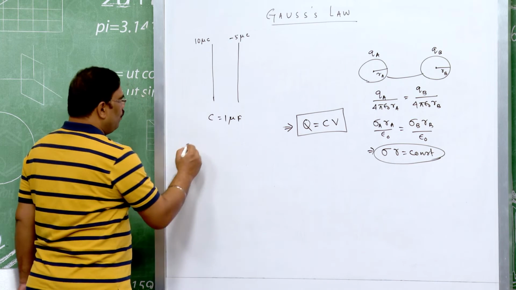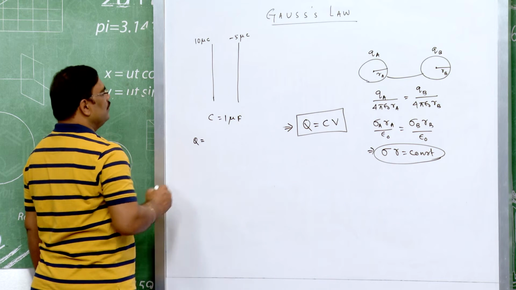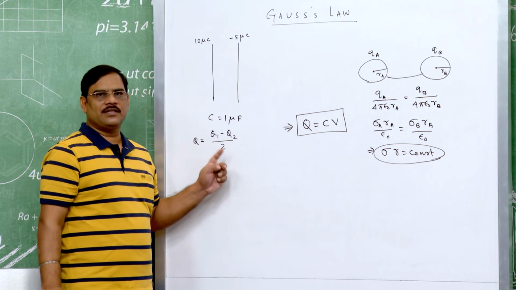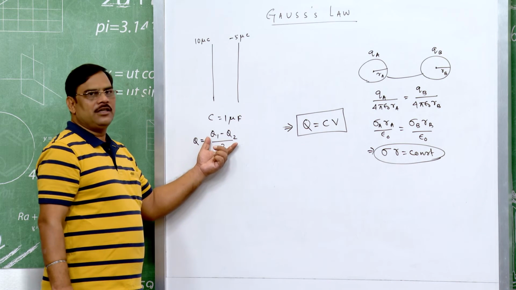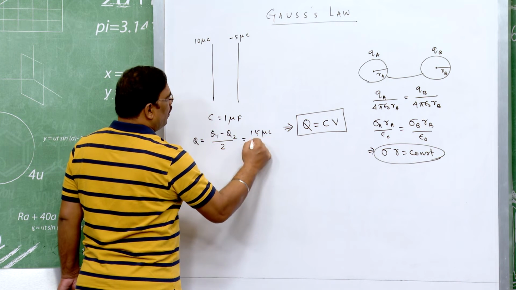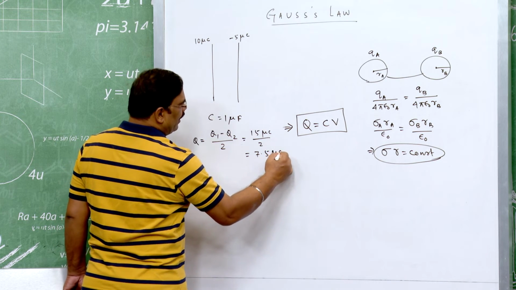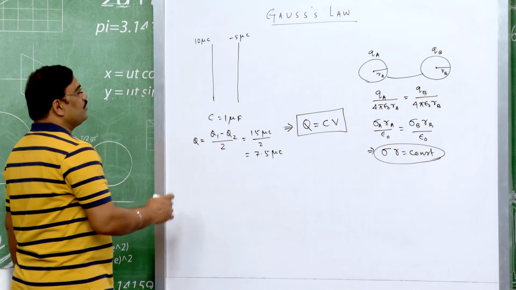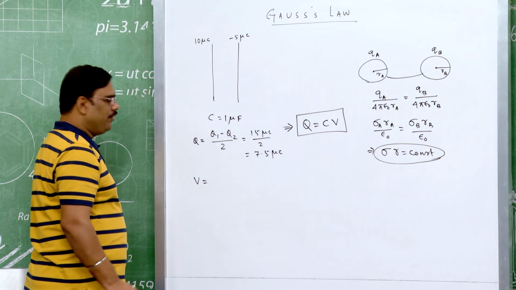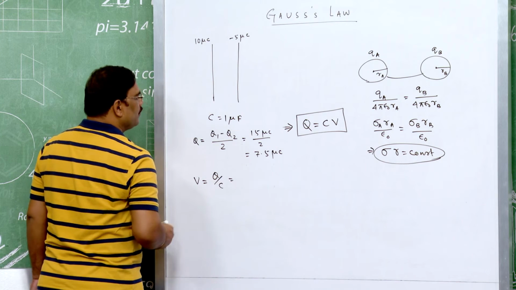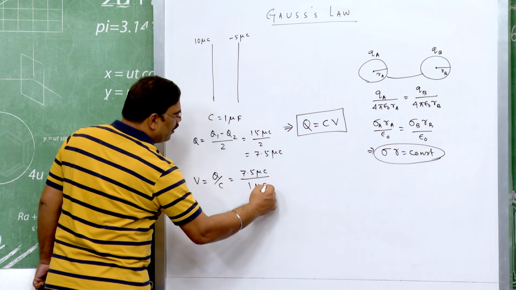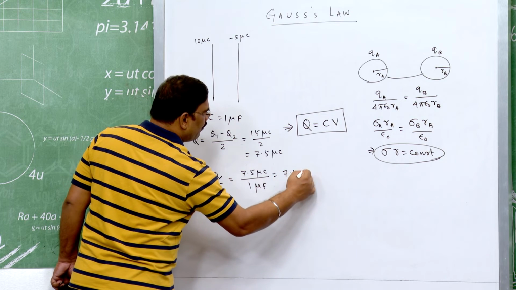Therefore, what is the charge on the capacitor Q? Is Q 1 minus Q 2 by 2. If you remember my first problem of this class, the charge on the capacitor will be Q 1 minus Q 2 divided by 2. So, this will give you 15 microcoulomb divided by 2, which is 7.5 microcoulomb. Knowing the charge and capacity, now I can calculate the potential difference between the plates. V equals Q by C, where Q is 7.5 microcoulomb and C is 1 microfarad. So, this is equal to 7.5 volt.